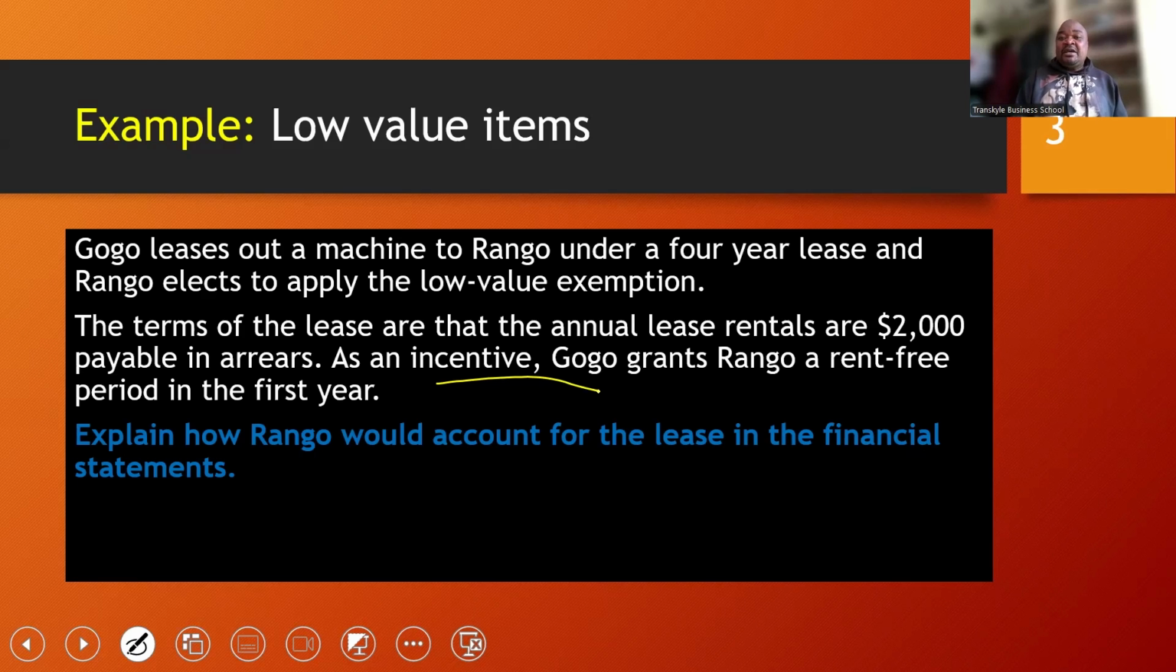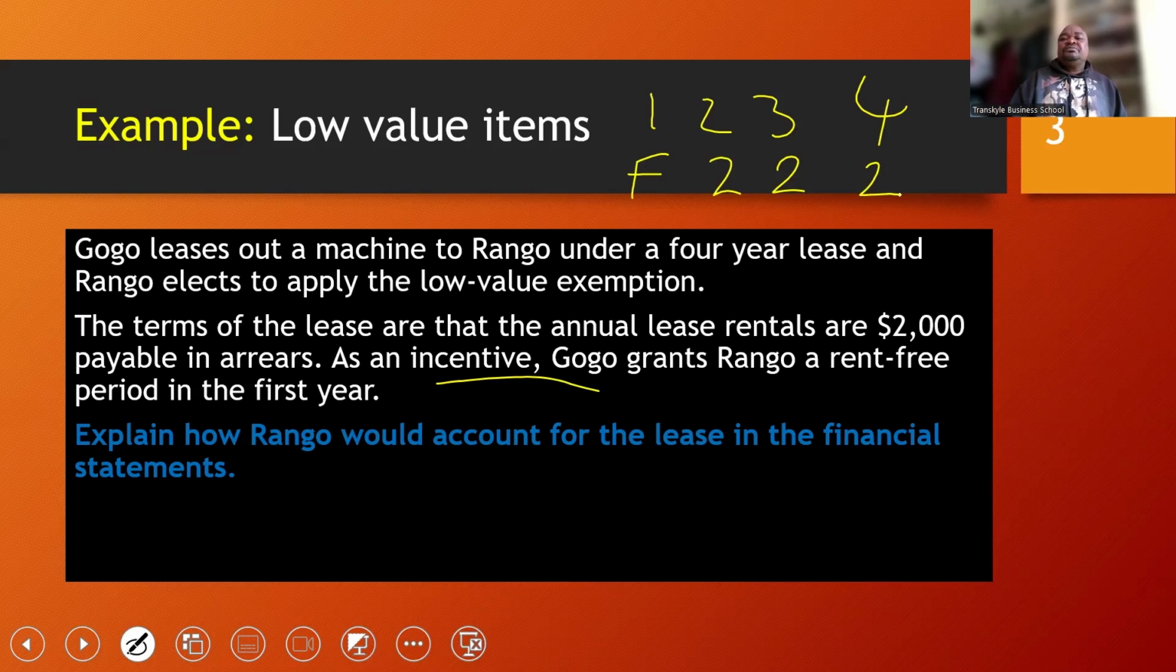Is that clear? Year 1 is rental free. Bear this in mind. All right, let us have our timeline. We are having year 1, year 2, year 3, year 4. Year 1 is free. Year 1 is free. But year 2, you need to pay 2,000. Year 3, 2,000. Year 4, 2,000.